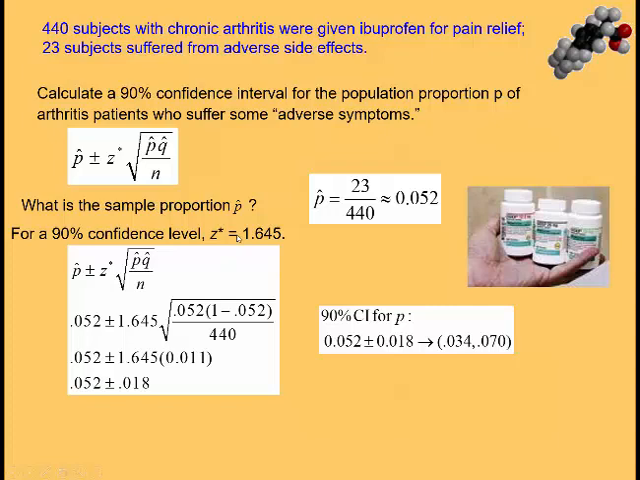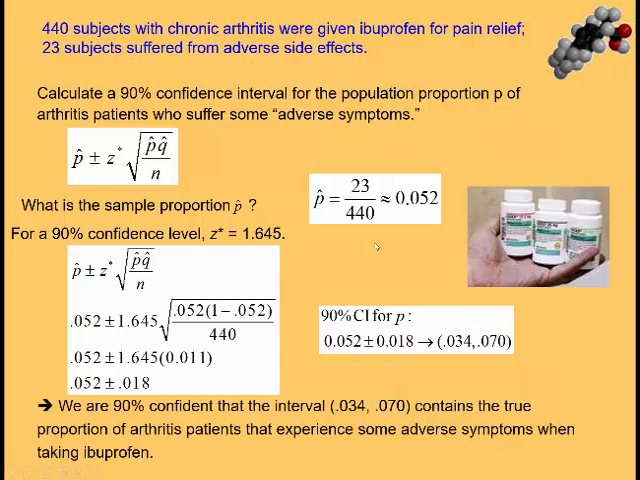So then the 90% confidence interval for p is 0.052 plus or minus 0.018. So the lower bound is the subtraction part. So 0.052 minus 0.018 gets me 0.034. And 0.052 plus 0.018 gets me 0.070. So what we're saying here is that we're 90% confident that this interval that I calculated right above contains the real true proportion of arthritis patients that will experience some adverse symptoms when they take ibuprofen.